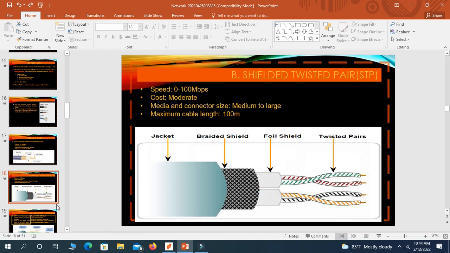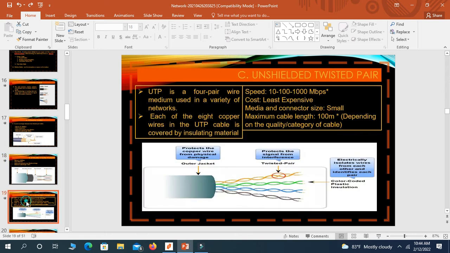So there is a twisted pair of cables here. Unshielded twisted pair. What is that? Unshielded twisted pair, sometimes called UTP. UTP is a 4-pair wire medium used in a variety of networks.